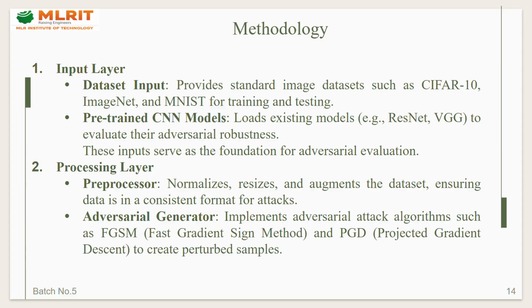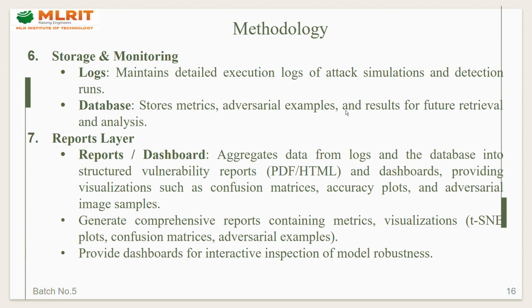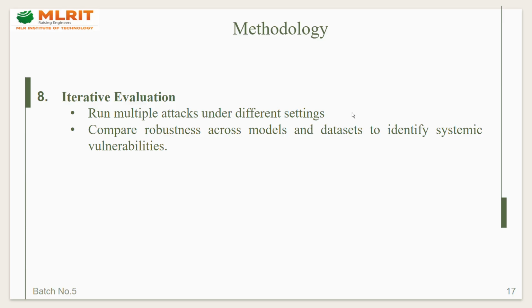The methodology of the project is as follows. First, images and CNN models are passed as input. Then, the images are pre-processed and passed on to the adversarial generator. The adversarial attack generator generates adversarial images which are used to test the adversarial robustness of CNN models. This is done in the detection layer. Afterwards, the results are stored and reports are generated. Afterwards, there is iterative evaluation from the side of the user.